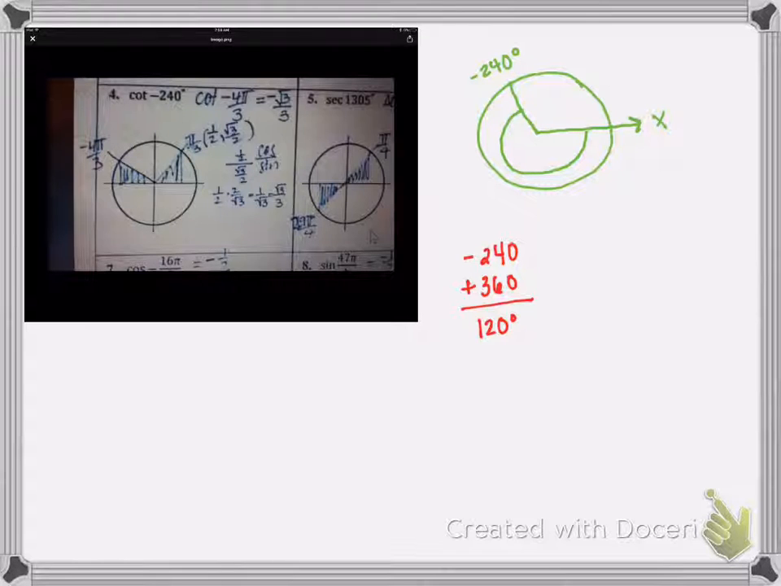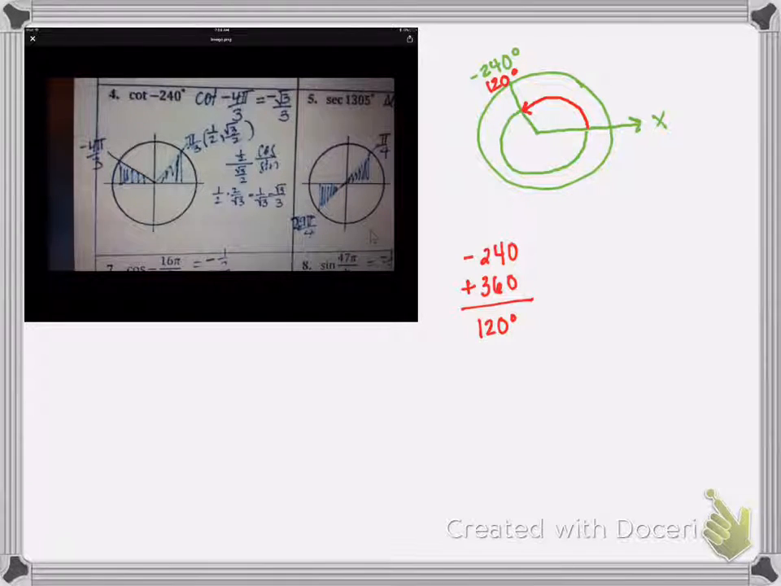120 degrees starts at the positive x-axis and goes around to 120. That's a counterclockwise angle measure. So these two coterminal angles will have the same measure for cotangent. So now I just need to see what that measure is. So right now we're in the second quadrant, which means that we're going to have a negative cosine value and a positive sine value.